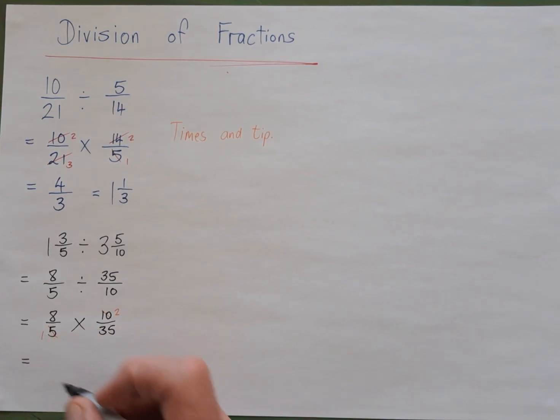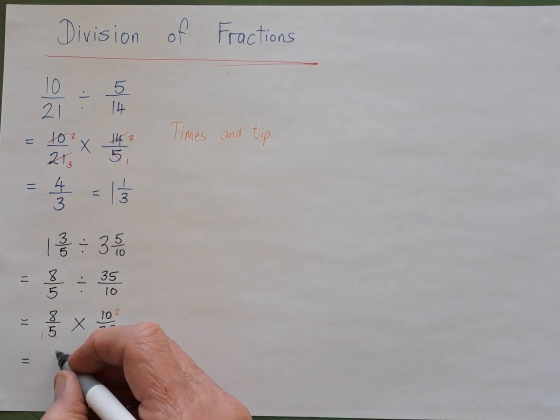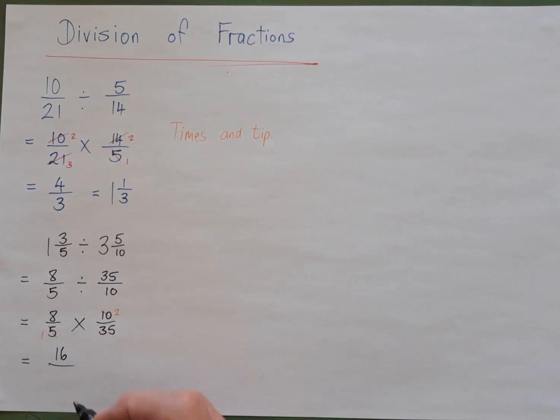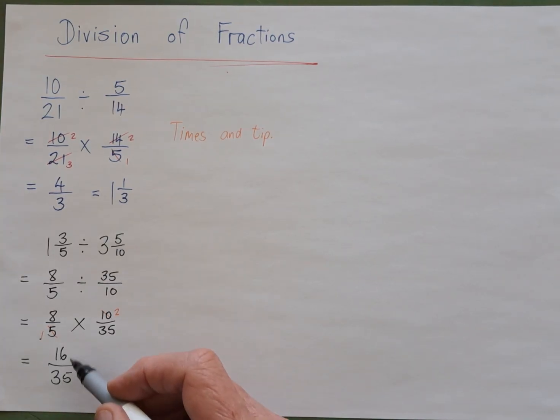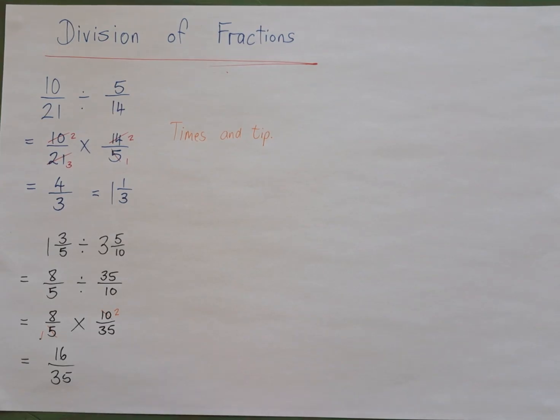So tidying up, I've got 8 times 2 is 16. And at the bottom, I've got 1 times 35, which is 35. That looks like a bit of a weird fraction, but there's nothing that can divide into both of them. It is a common fraction because that's smaller than that. So there is nothing else I can do to it, and that is my final answer.